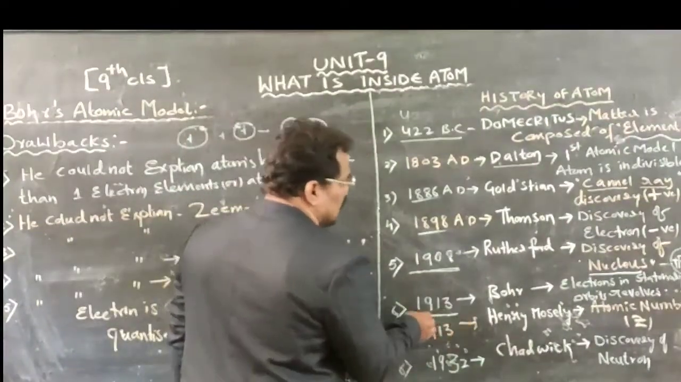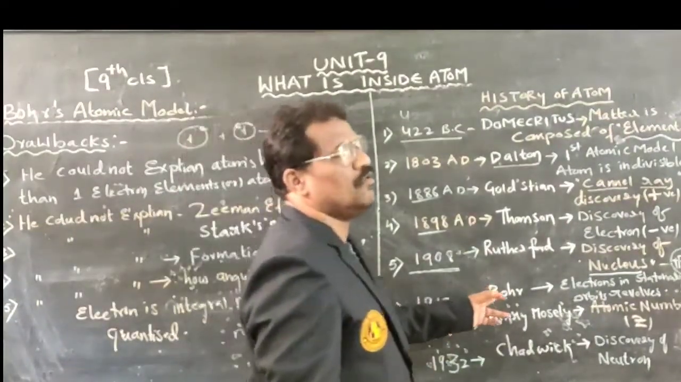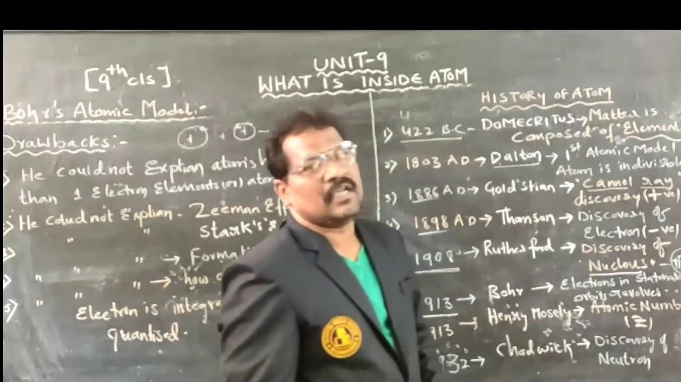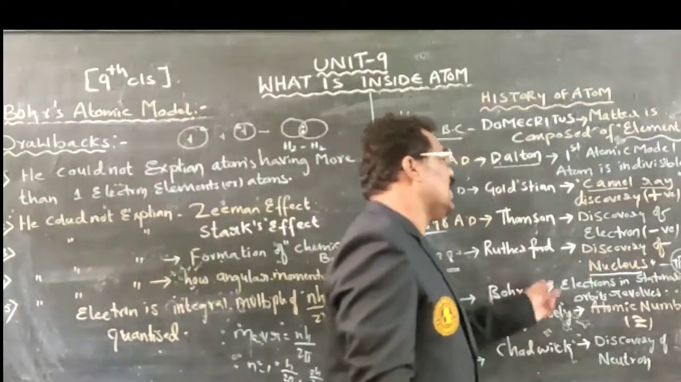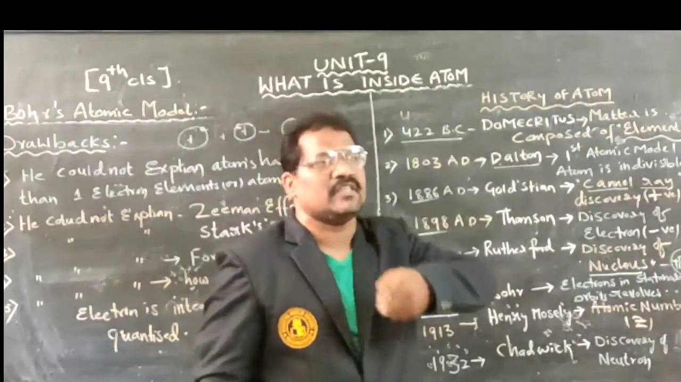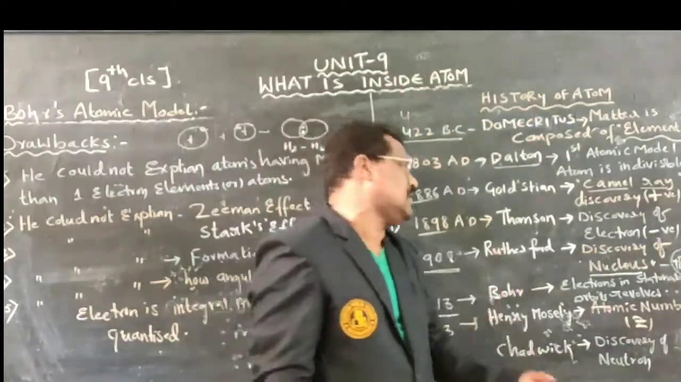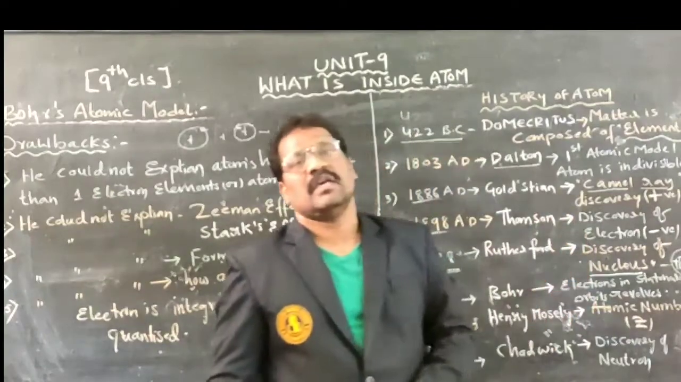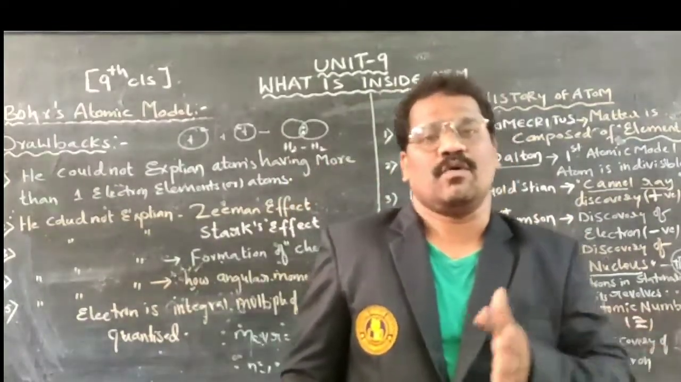Later on, in the year 1913, Sir Niels Bohr, a Danish scientist, came into existence and he said that electrons orbit in stable stationary orbits in which definite energy exists. That particular phenomenon was given by Niels Bohr.